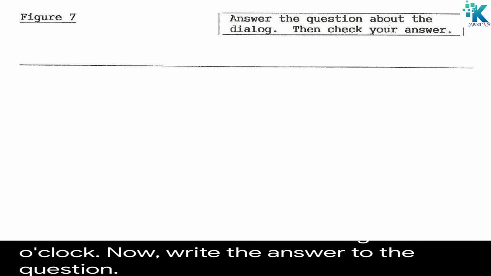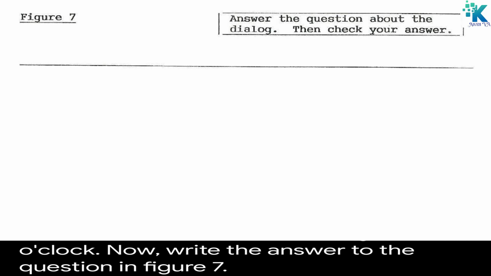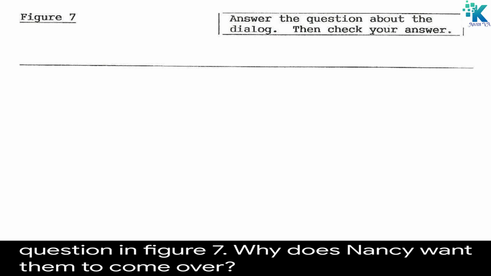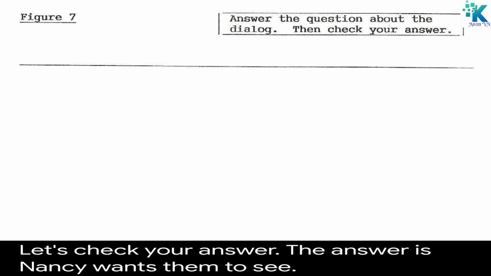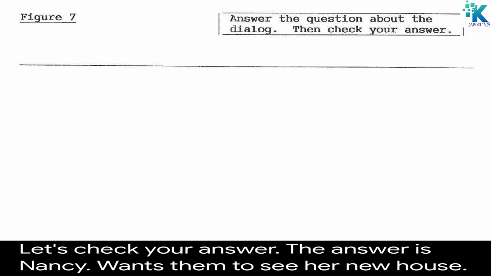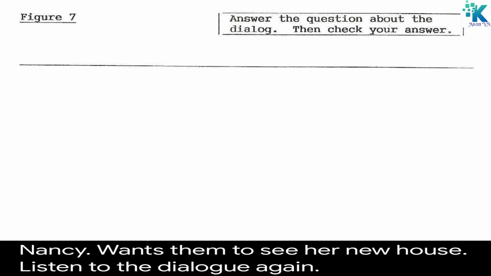Now write the answer to the question in Figure 7. Why does Nancy want them to come over? Let's check your answer. The answer is Nancy wants them to see her new house. Listen to the dialogue again.